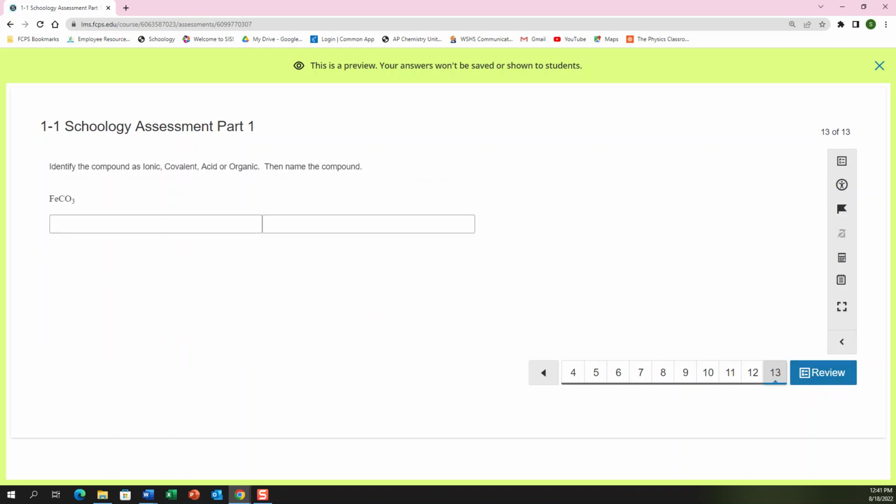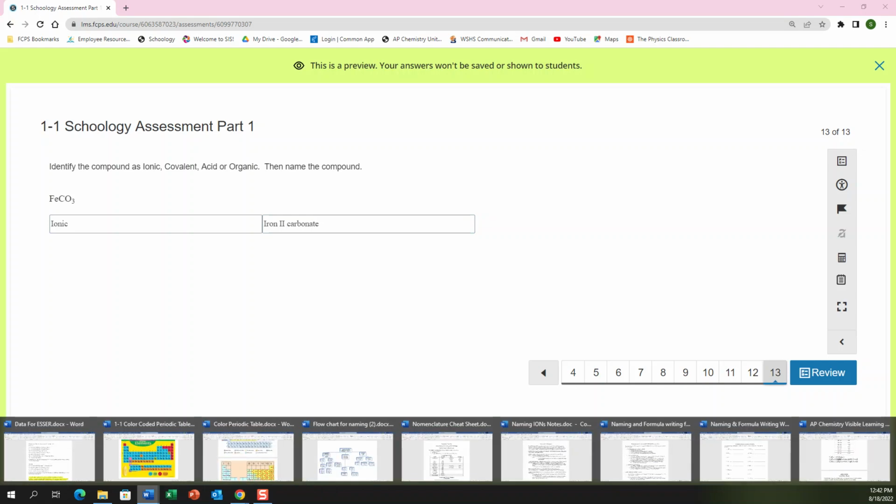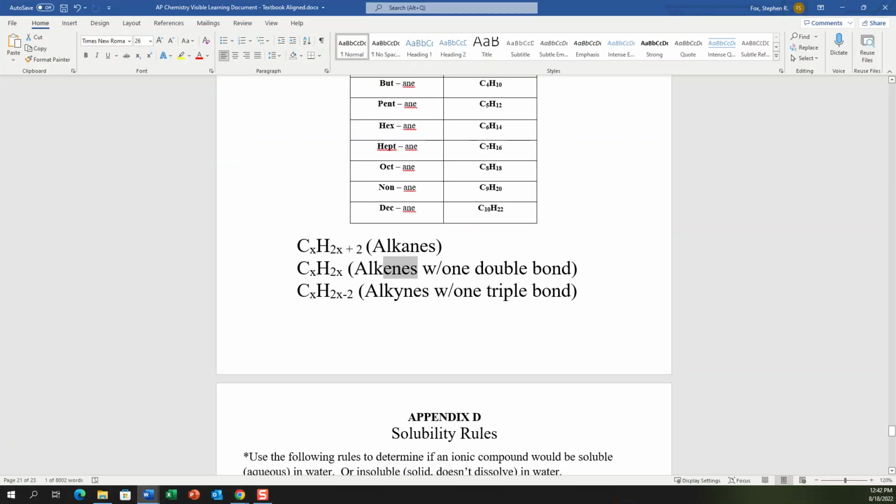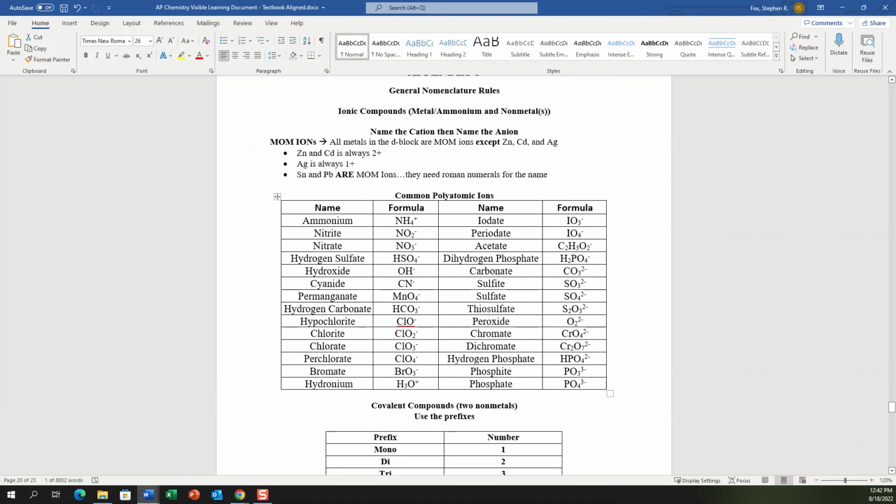Identify the compound as ionic, covalent, organic, or acid. Iron, as soon as you see a metal, you know it has to be ionic. And then it would be iron 2 carbonate. All right, so how do we get the carbonate? Well, we got to memorize, or maybe not memorize, but be very familiar with your polyatomics. So we go up to our list.